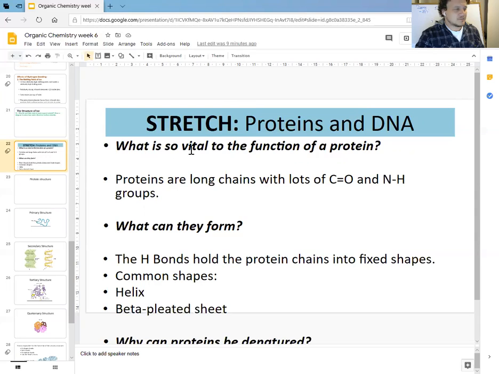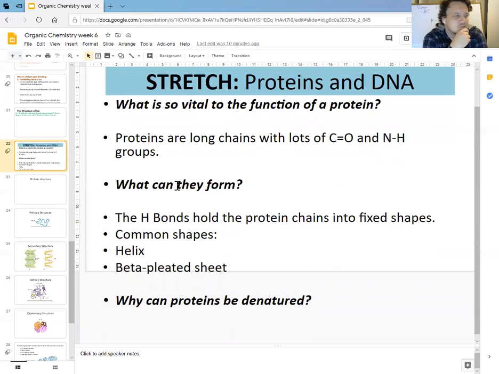structurally incorrect. So proteins have lots of carbon double bound to oxygen, which is polar covalent, and nitrogen to hydrogen groups, which is hydrogen bonding. And so they can form hydrogen bonds, they can form disulfide bridges. I'll go into that. These hydrogen bonds hold the proteins into fixed shapes. So helix, beta sheets, and then further tertiary and quaternary structures.